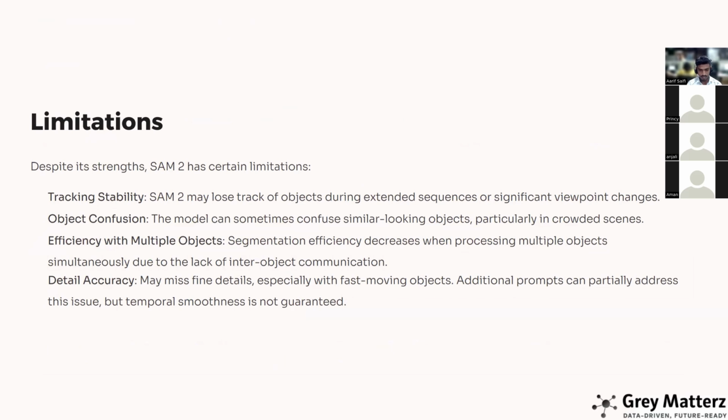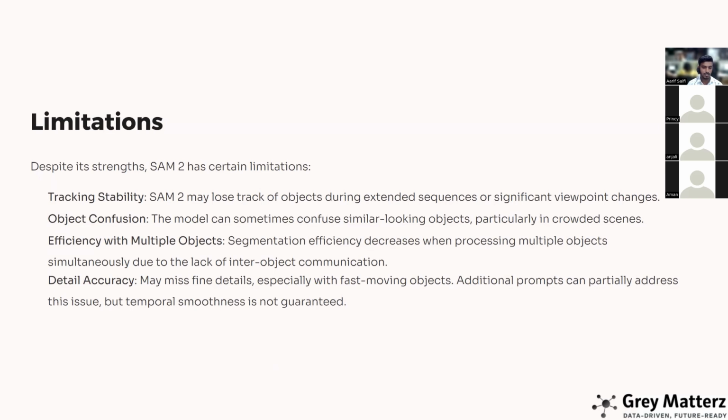Now comes the limitations of SAM2. While SAM2 is incredibly powerful, it does have some limitations. For example, it may lose track of objects during long sequences or significant viewpoint changes. It can confuse similar looking objects in crowded scenes.